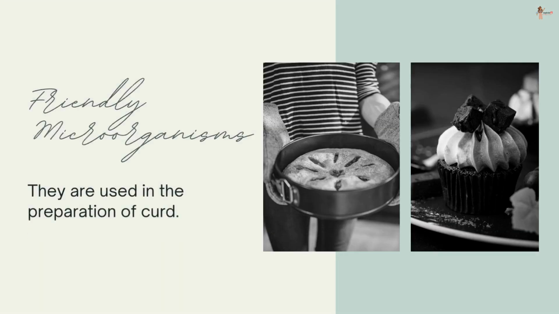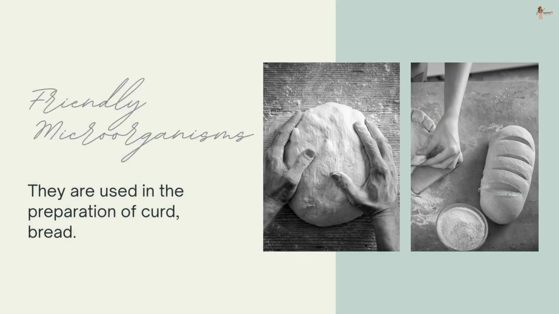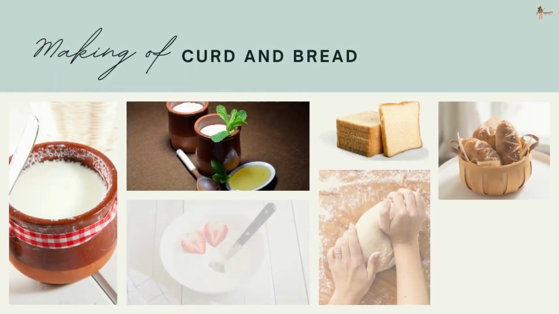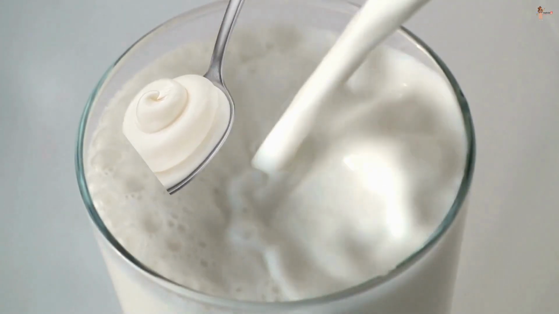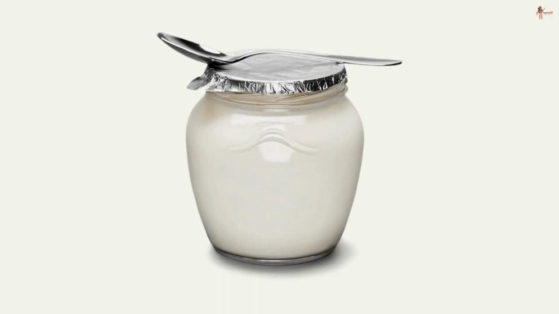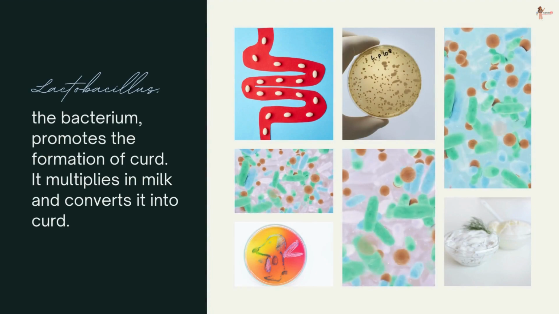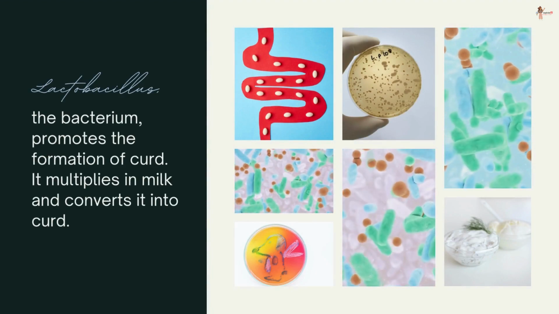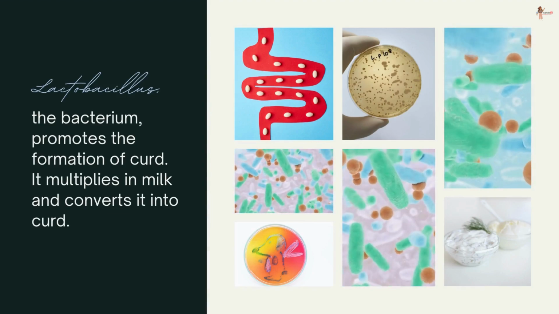We just saw in how many ways the friendly microorganisms help us. Now let's see the making of curd and bread. You have learnt in class 7 that milk is turned into curd by bacteria. Curd contains several microorganisms. Of these, the bacterium Lactobacillus promotes the formation of curd. It multiplies in milk and converts it into curd.